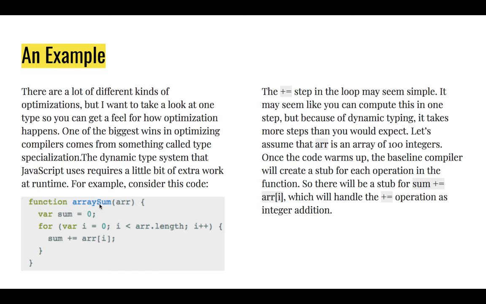Okay, so here is an example. I have this code, a function which is called arraysum, and it runs a loop throughout the length of the array and it sums the array. For each line, a stub is created, and for this sum plus equals to array I, it looks simple. But what is taking place here is really complex. There are a lot of things that take place here.